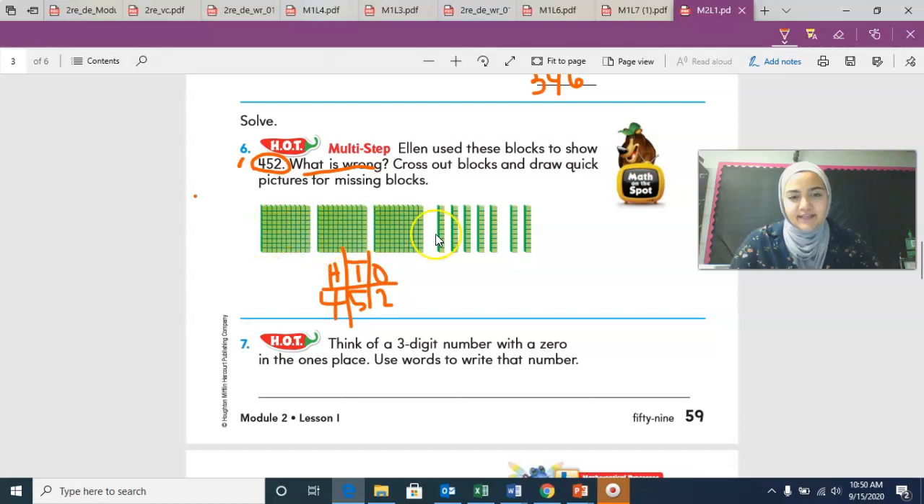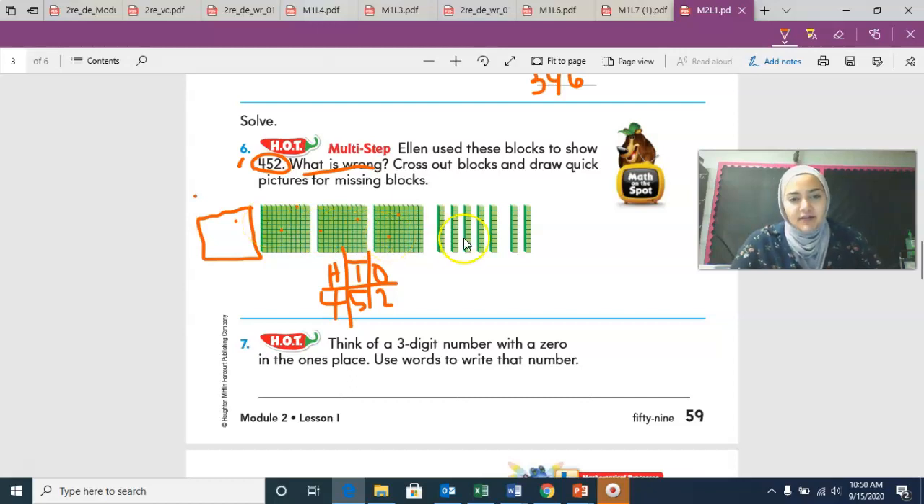Now, do we see 400s here? We see 1, 2, 3 hundreds. So how many more hundreds do we need to add to have 400? We need to add 1 more hundred. Very good. If you add 1 more hundred block, now you have 1, 2, 3, 4 hundreds.